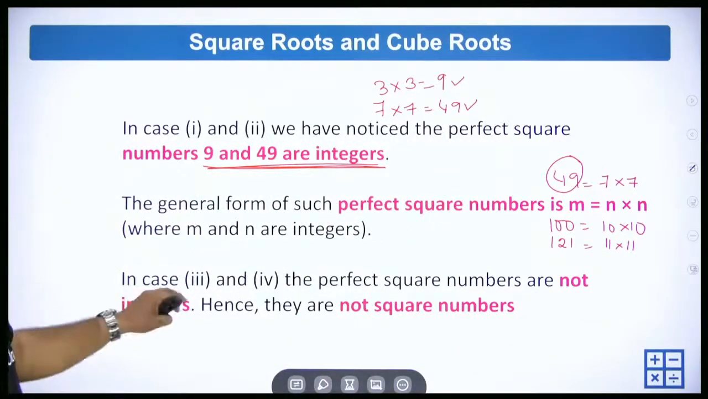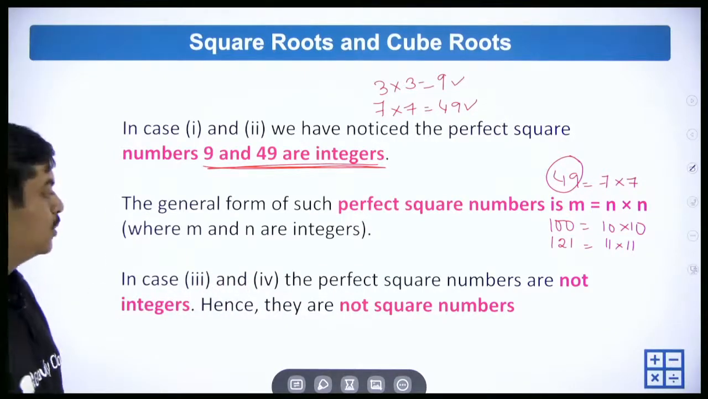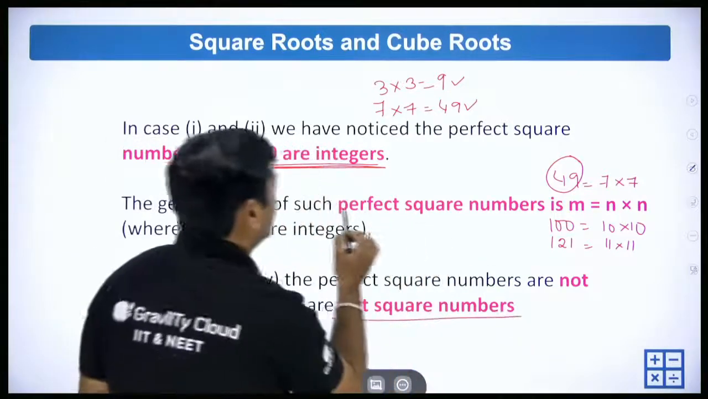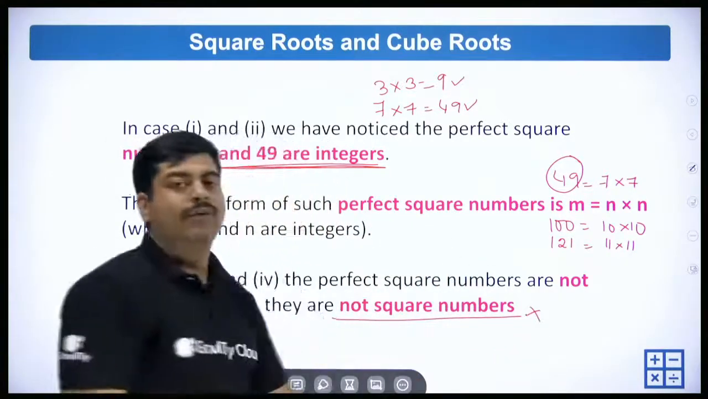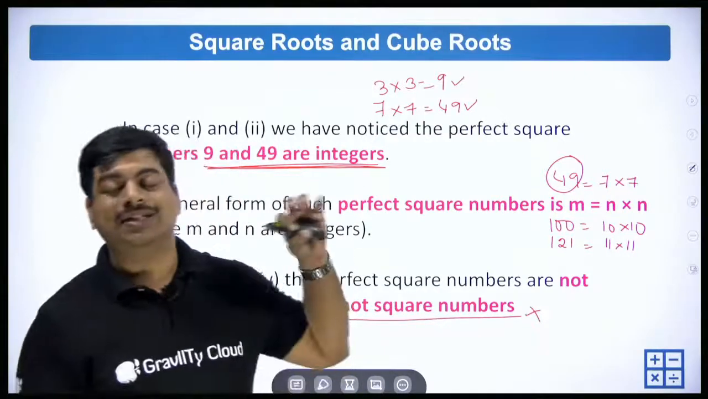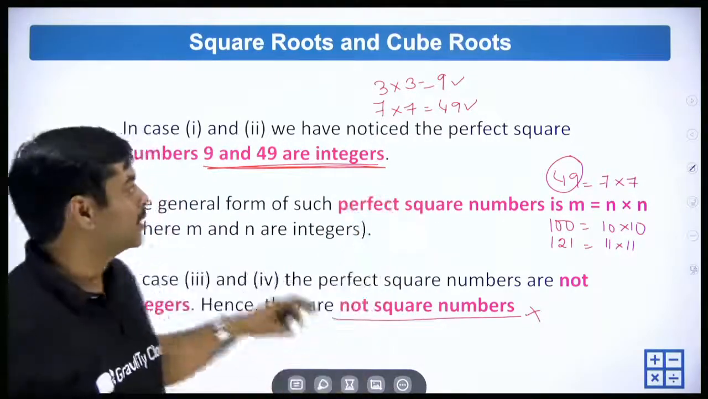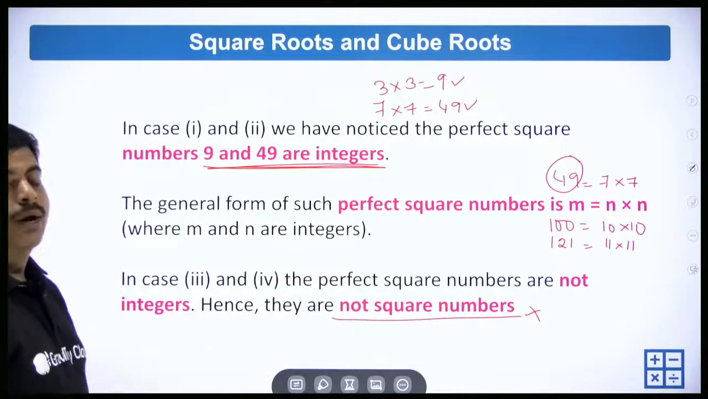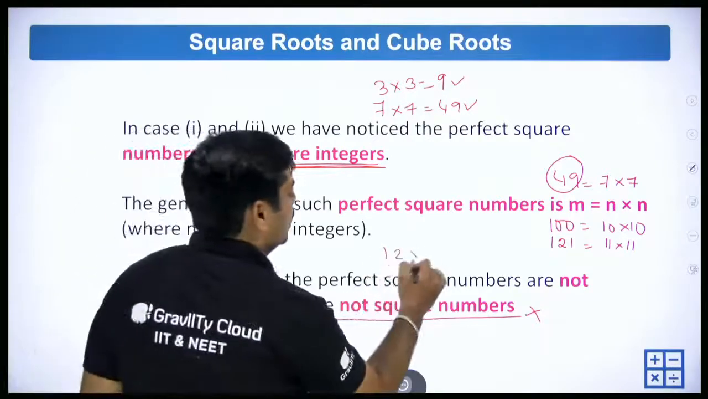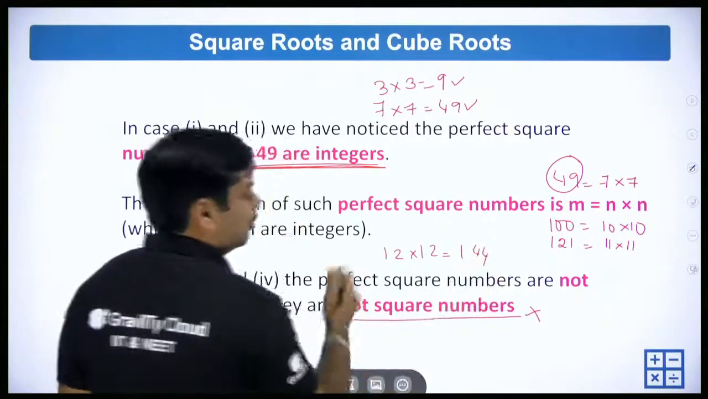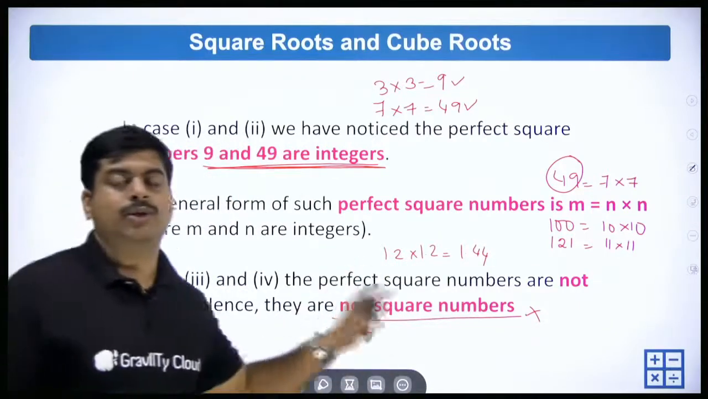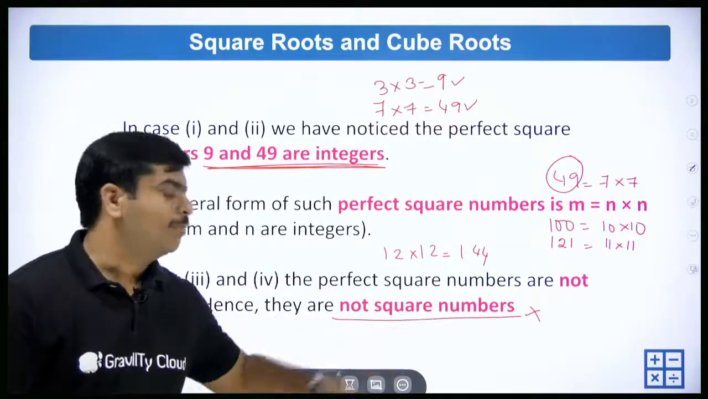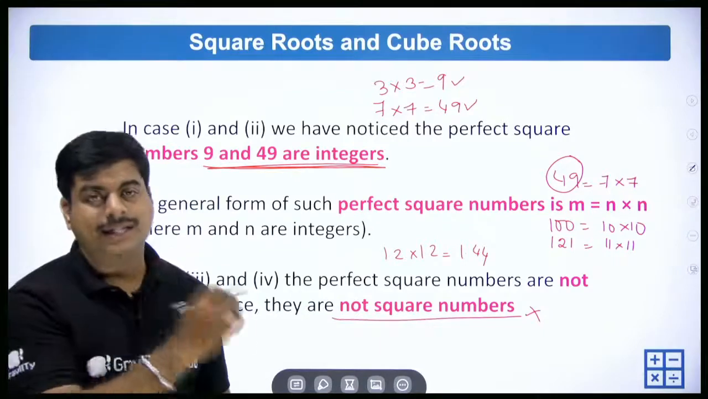In the case of 3 and 4, where we discussed decimal values, the perfect square numbers are not integers, hence they are not square numbers. So again, when we are discussing squares, we only discuss integers. What we have discussed, 1.2 into 1.2 is 1.44, right? We have discussed a couple of examples based on that. Those numbers which are fractions or decimals will not come under square numbers. We need perfect integers for that.